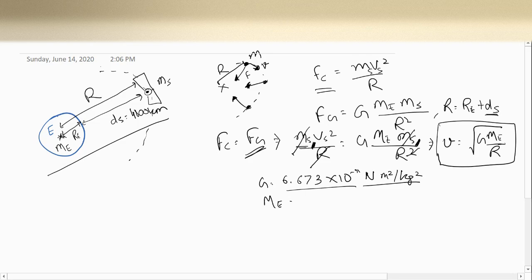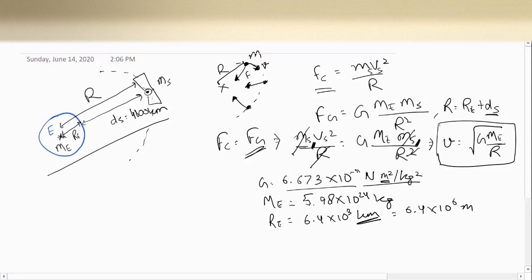So mass of Earth is pretty heavy, 5.98 times 10 to the 24 kilograms. Wow. Then RE, the radius of the Earth, is 6.4 times 10 to the 3 kilometers. Now immediately you see that since G is in meters, we better convert everything into meters. So this is going to be 6.4 times 10 to the 6 meters, because 1 kilometer is 10 to the 3 meters, as we all know. And ds is 4.8 times 10 to the 3 kilometers in our problem, so this becomes 4.8 times 10 to the 6 meters.